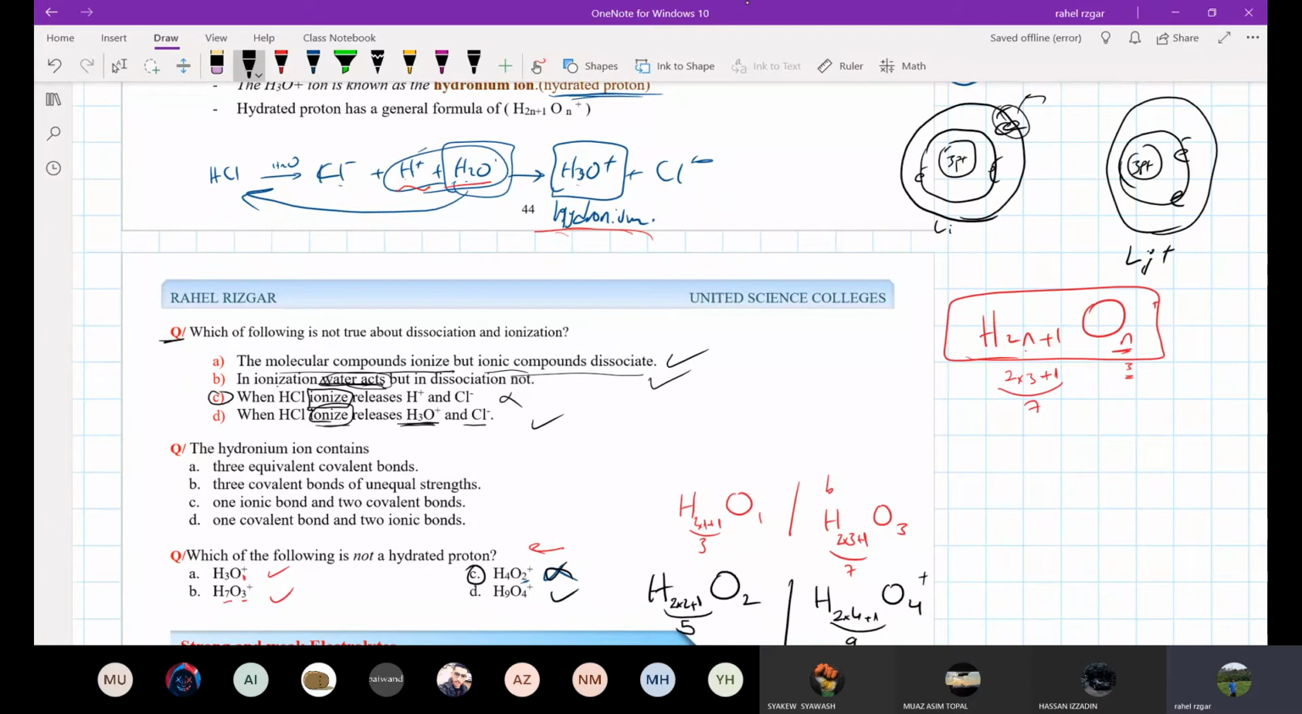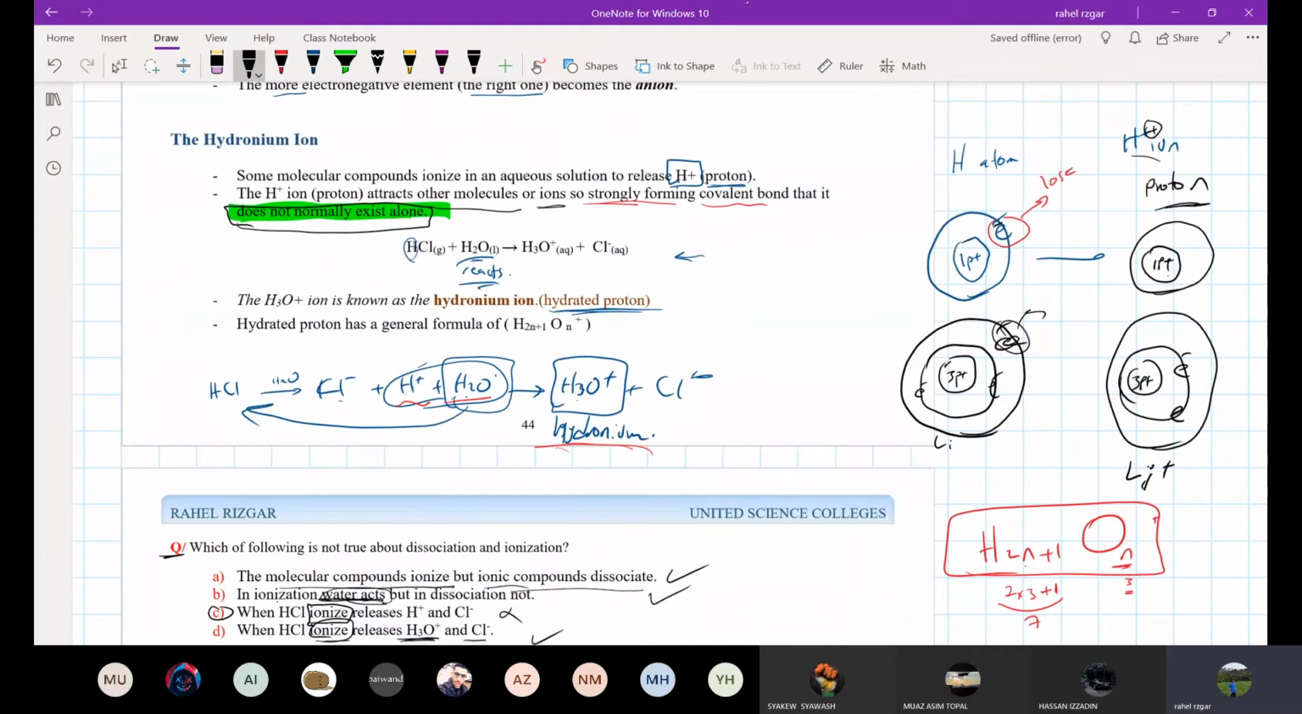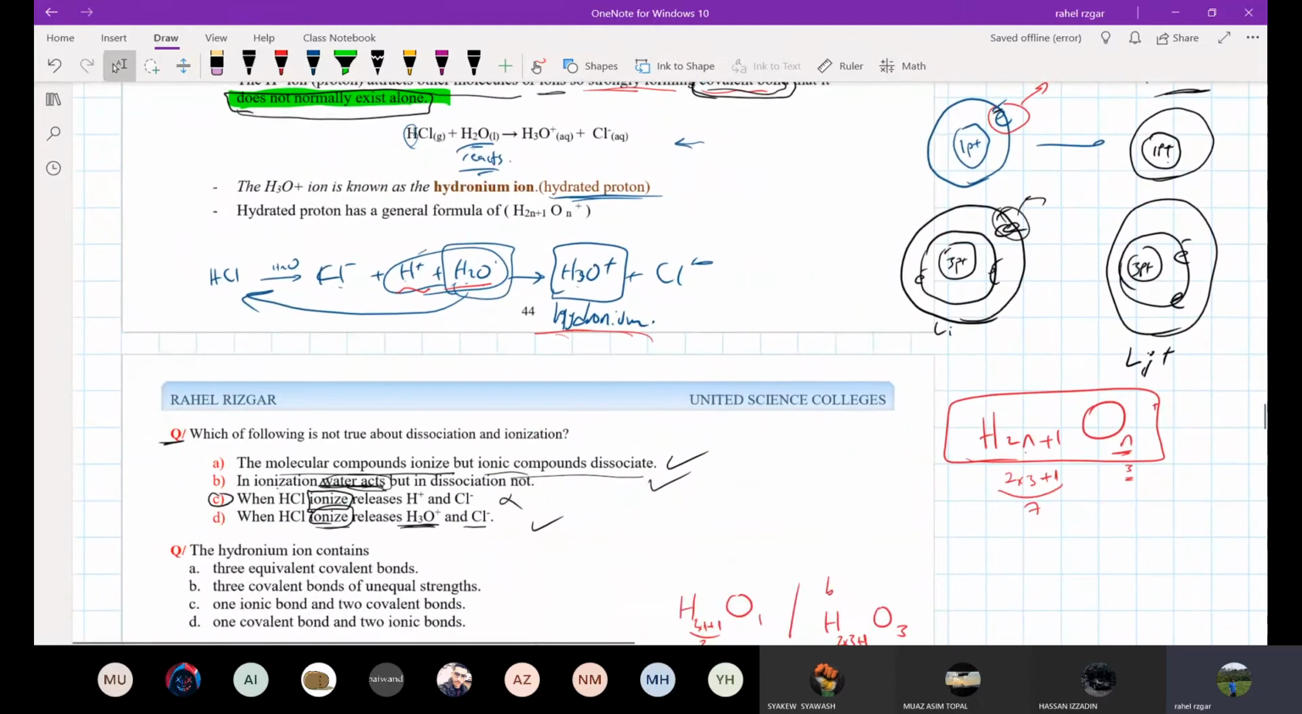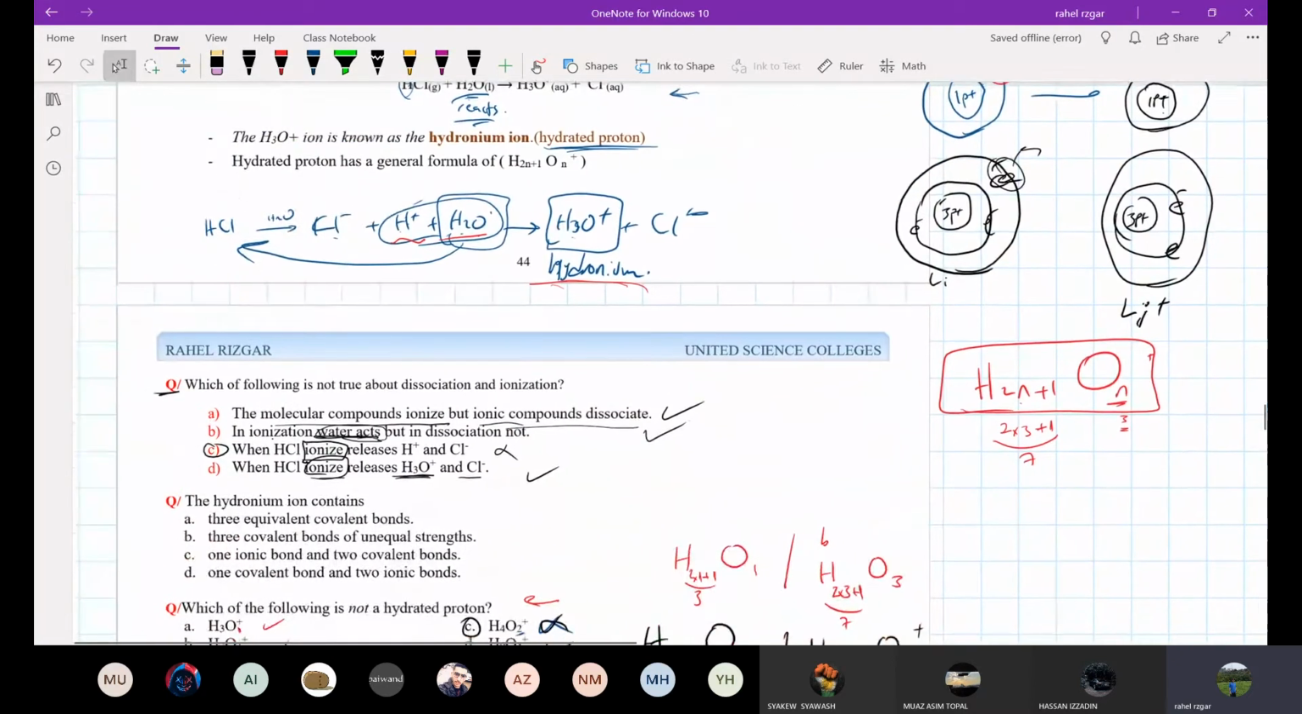The next question: the hydronium ion contains what? If you look at the explanation of hydronium ion, it's only forming covalent bonds, because we are talking about molecular compounds, not ionic compounds. There isn't any metal. There isn't anything that makes ionic compounds. So from that point, you can directly cancel C and D because there aren't any ionic bonds in H3O, the hydronium ion. What about A and B?